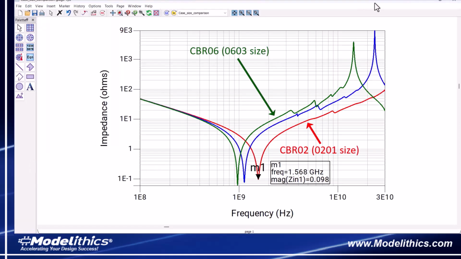Now remember that at the self-resonant frequency, the impedance reaches a minimum value that's simply equal to the capacitor's ESR. Here we see that the 0201 size CBR02 capacitor exhibits the highest ESR of 98 milliohms, while the 0603 size CBR06 capacitor exhibits the lowest ESR of 62 milliohms. So another takeaway here is that increasing the case size decreases the ESR.